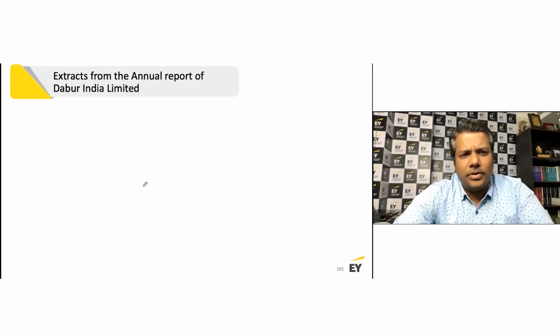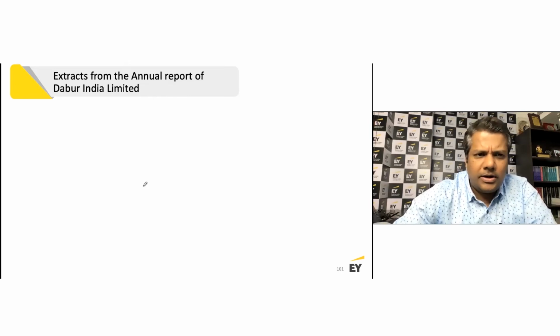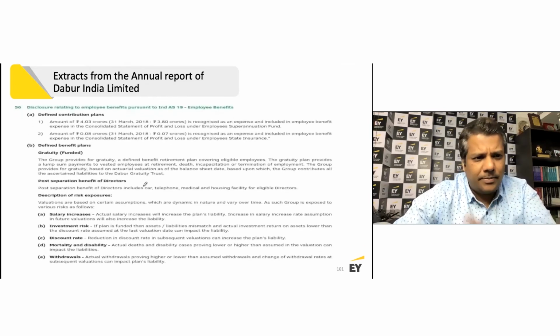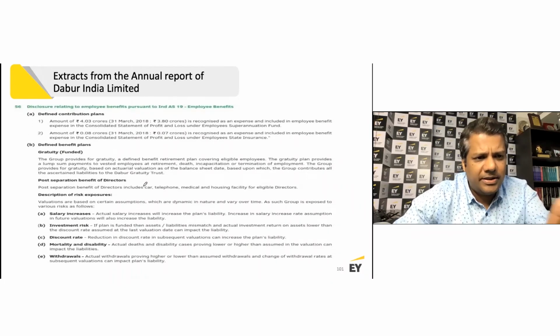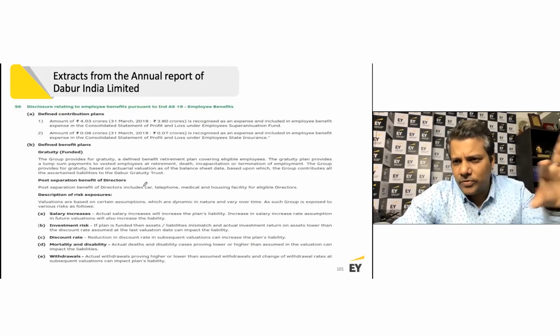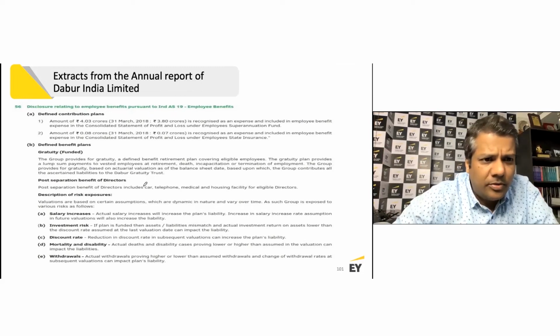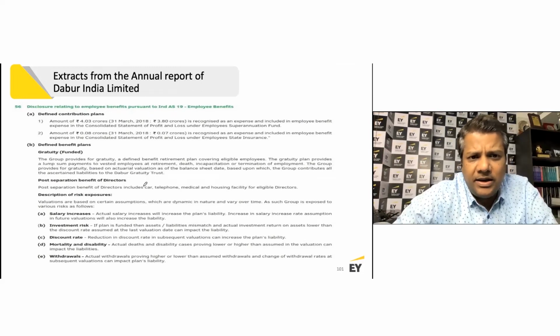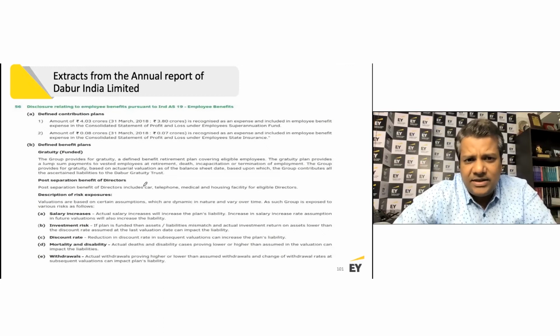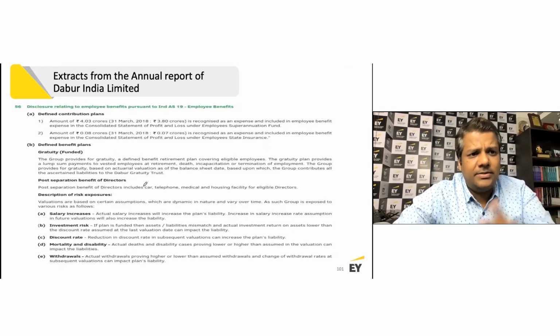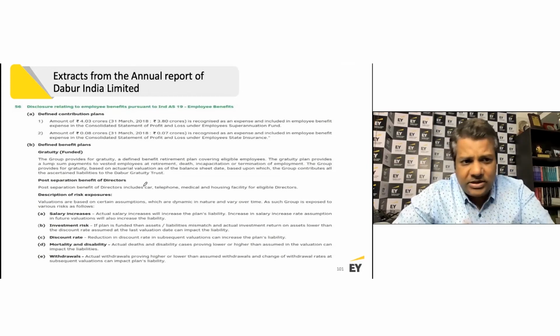Okay. So let's just talk about the annual report of Dabur India Limited. This is public information. What you see here is they have a defined contribution plan, as we talked about. A contribution plan like PF, so an amount of so much crore has been recognized as an expense in the consolidated statement of profit and loss. Similarly, on the defined benefit plan, they have gratuity, which is a funded plan, not unfunded. They have funded gratuity.